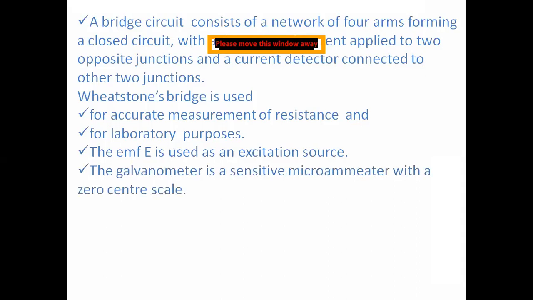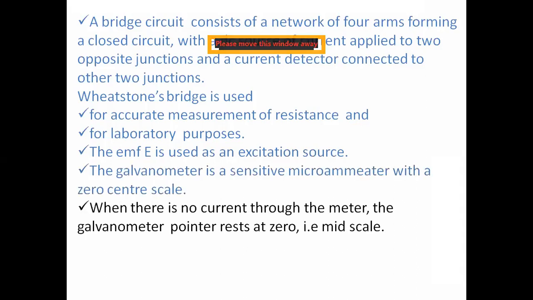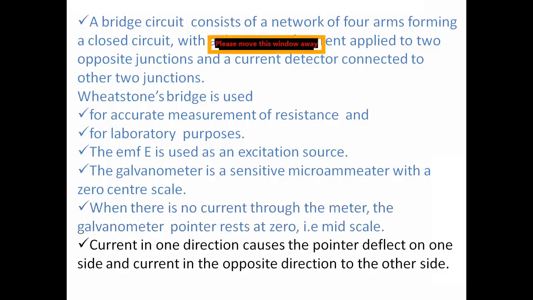Okay, so like this, when there is no current through the meter, the galvanometer points at 0. If there is no current flowing in the circuit, then the pointer will show the 0 position. If the current is moving in one direction, the pointer will be deflected to one side, and if the current is moving in the opposite direction, then the pointer will show the other side.